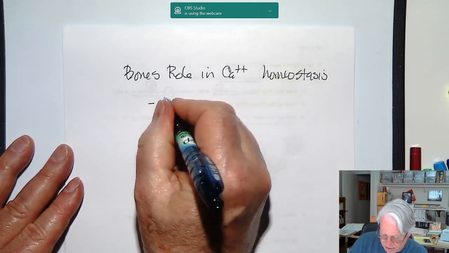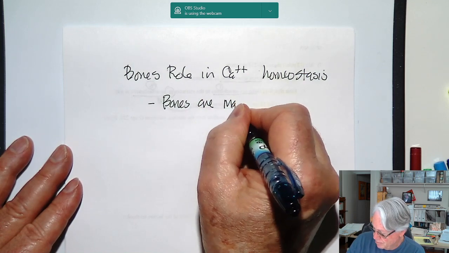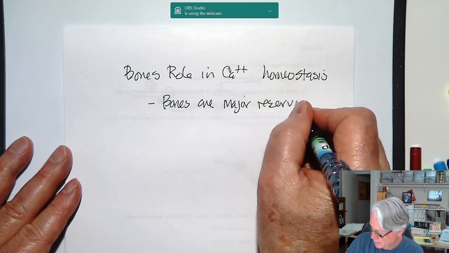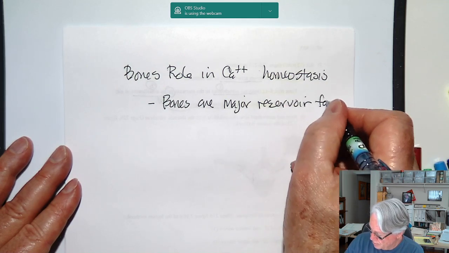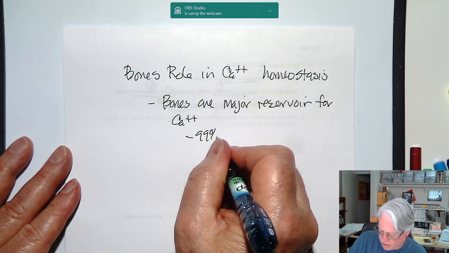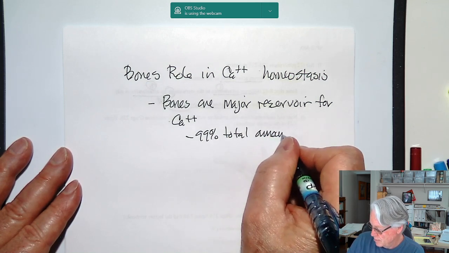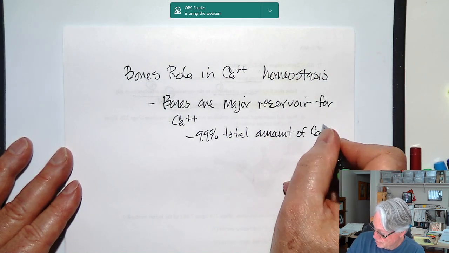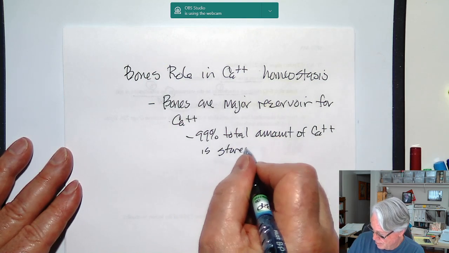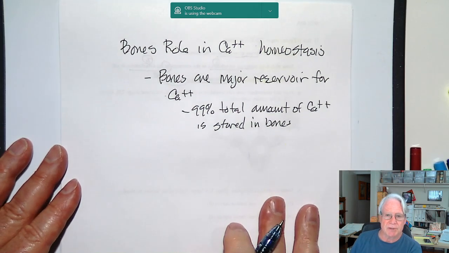So it turns out that the bones are the major reservoir for calcium. About 99% of the total amount of calcium is stored in the bones. So we have a lot of it in bones.